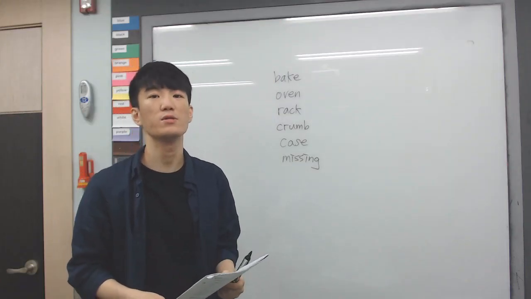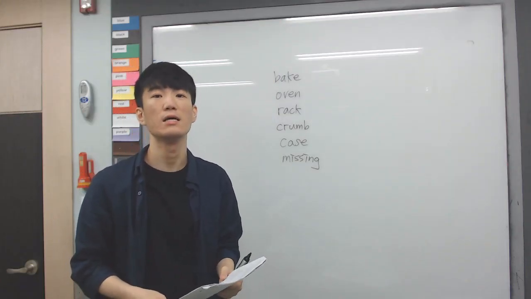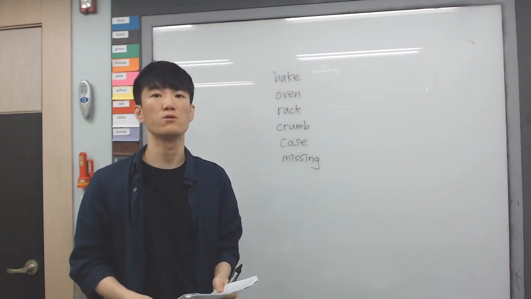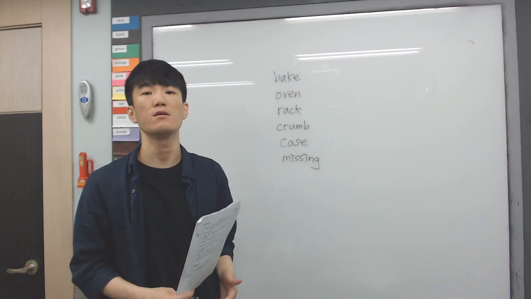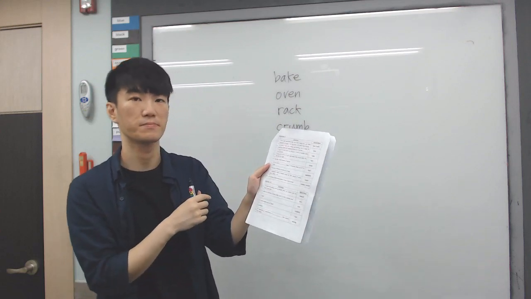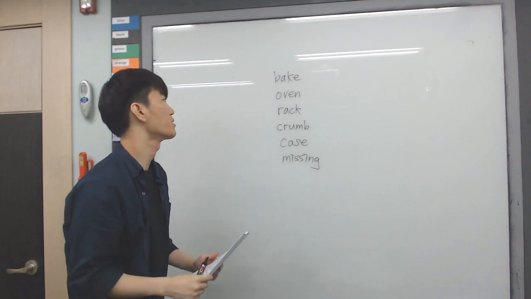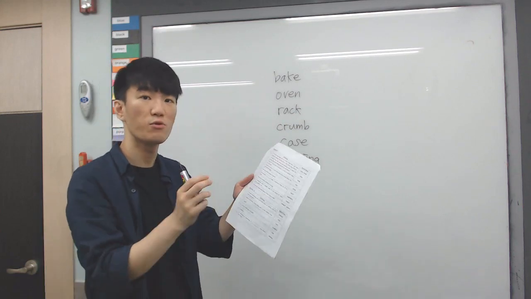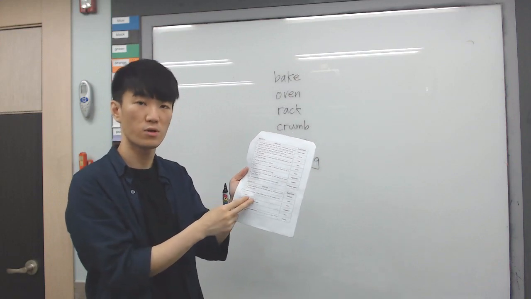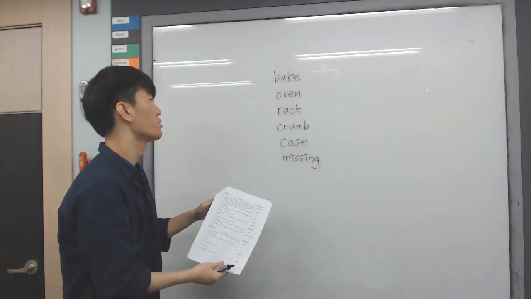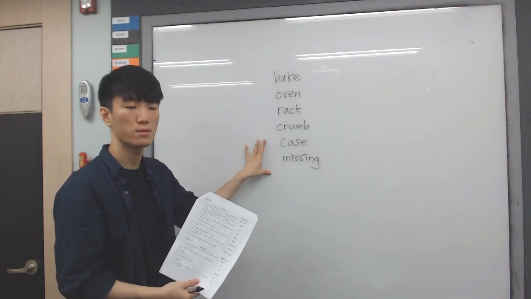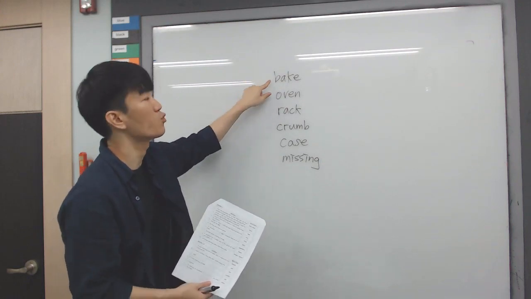Okay, hi everyone. We are going to study 1B reading comprehension, page 41 to 43, and vocab list selection 10. So let's get started with the vocab list selection 10. Look at this paper first. I already wrote down these 6 words on the whiteboard. So let me explain from the first one.